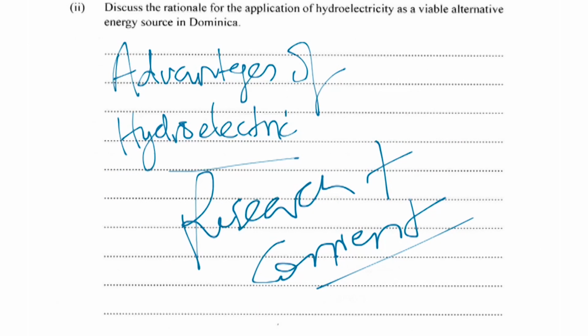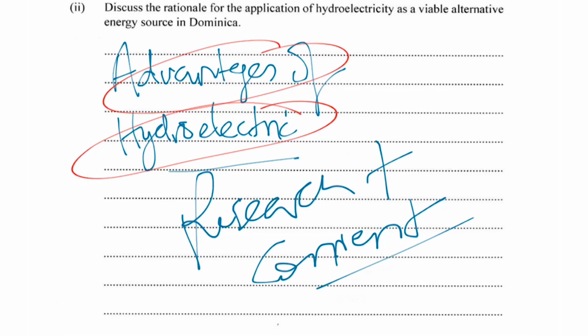And then the next thing for you to research, discuss the rationale for the application of hydroelectricity as a viable alternative. Basically, they're asking you for the advantages of hydroelectric energy. I would even state a few disadvantages here as well, but since you're saying rationale, try to show that the advantages outweigh the disadvantages. So some more things for you to research: the advantages, obviously you're going to say things like renewable, and you would say Dominica has a good spot to put a dam without damaging the ecosystem, all those kinds of things. Go and state them, research that, put your answer in the comment if you want to, and I'll tell you how it looks.